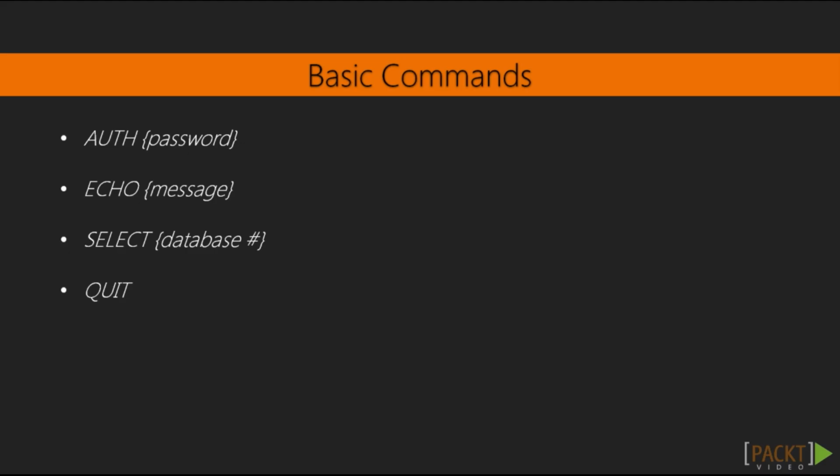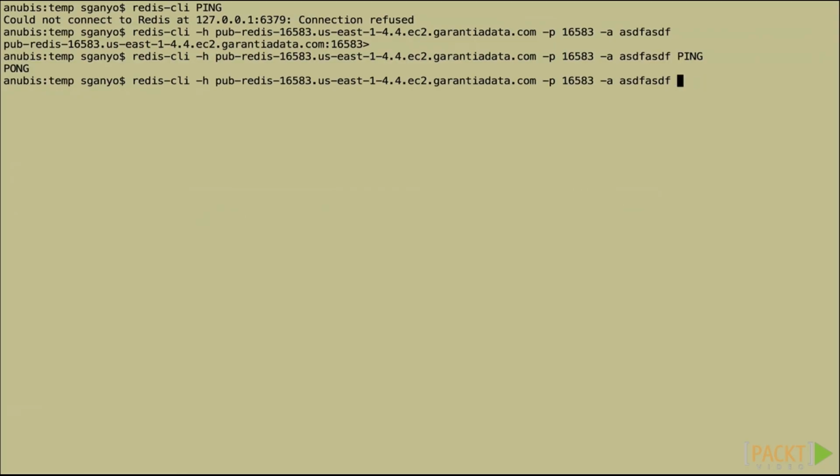So here are a couple other basic non-data commands that you might use against your Redis database. If you don't specify the password on the command line, you can actually set it inside the shell using the AUTH command. ECHO merely returns whatever you send to it. SELECT will change your database, and QUIT will exit the shell. Let's take a quick look at those.